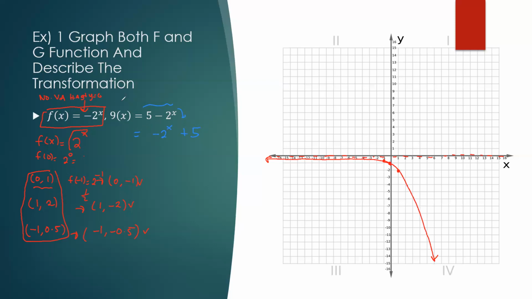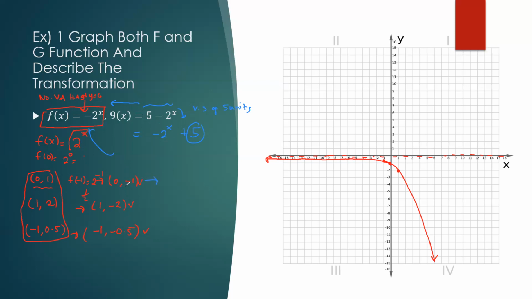What's the main difference between this and that? What are they adding? They're basically adding this 5, right? And what does that 5 mean? It means you have a vertical shift 5 units up, right? So what that means is you can use these points, (0, -1), (1, -2), because they came from this graph. So all you've got to do is add 5 on the y value.